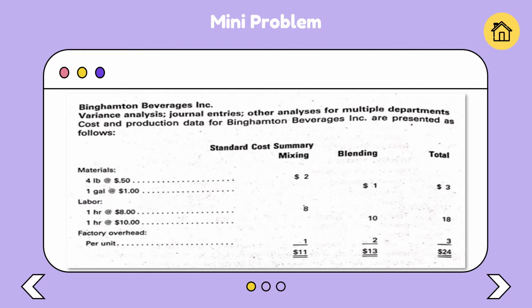Shown in this slide are the cost and production data for Binghamton Beverages Incorporated. The standard cost summary consists of the unit cost per materials, labor, and factory overhead in two different departments, the mixing and blending.